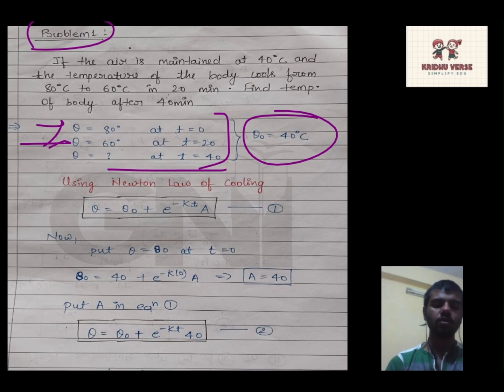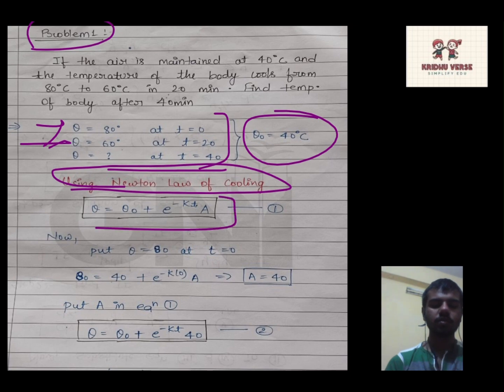We are applying Newton law of cooling. What is Newton law of cooling we read? It is theta equal to theta naught plus e to the power minus kt into A. This we take as equation number 1. In the previous video, while explaining Newton's law of cooling, I said theta equal to theta naught plus e to the power minus kt into A. Here A is a constant.